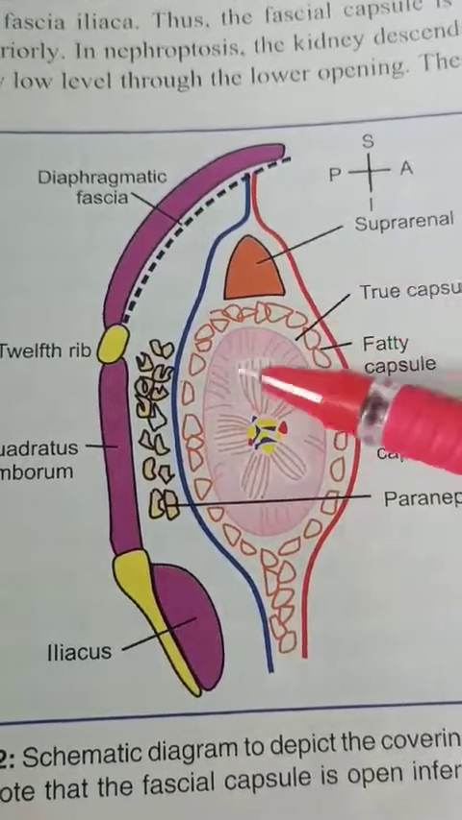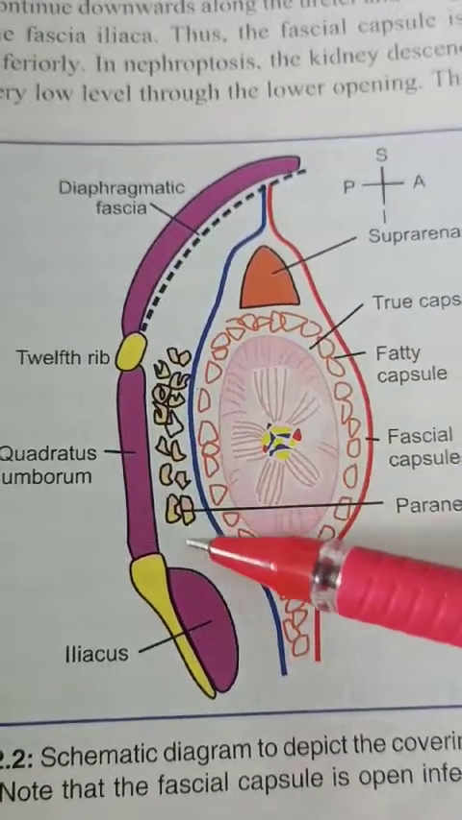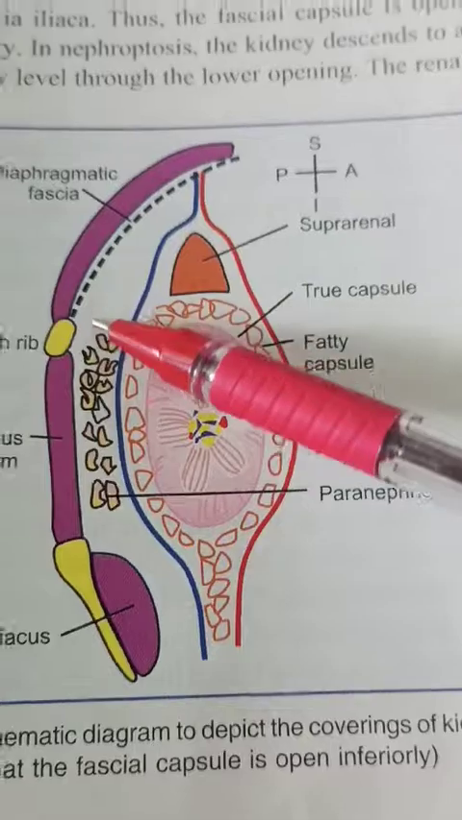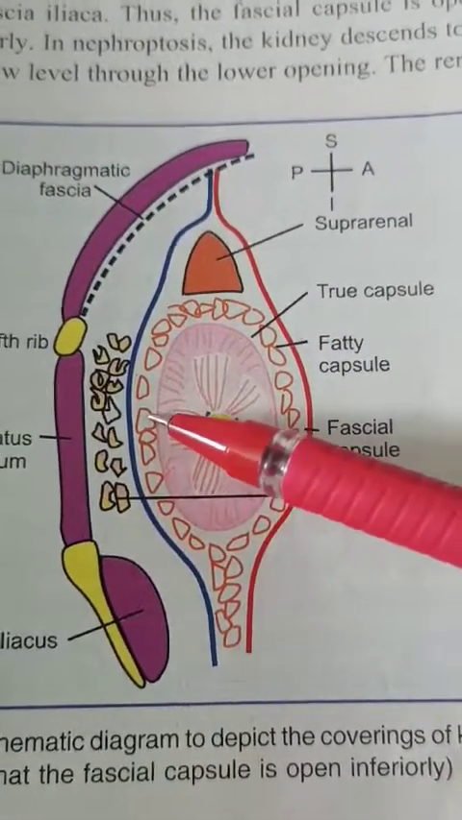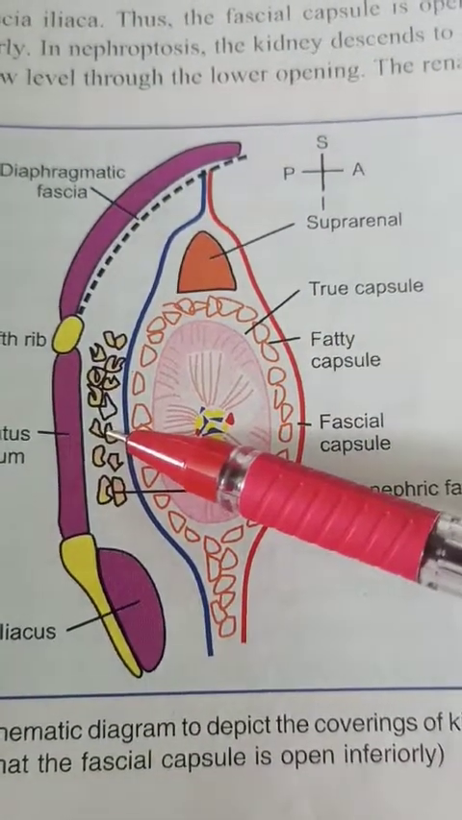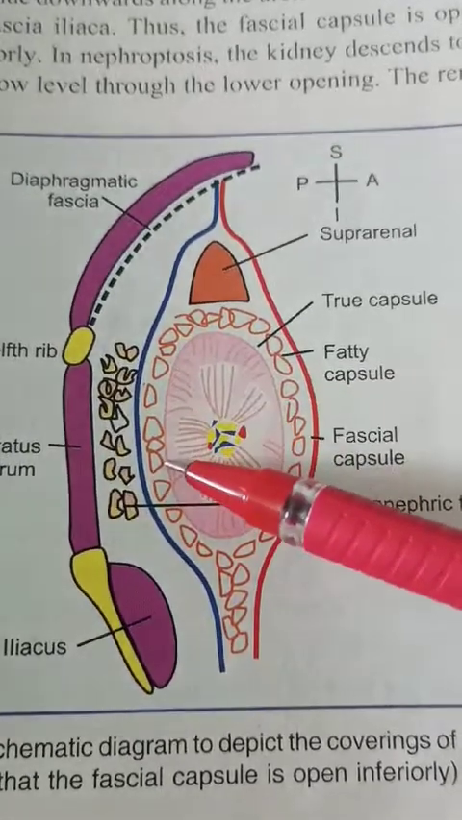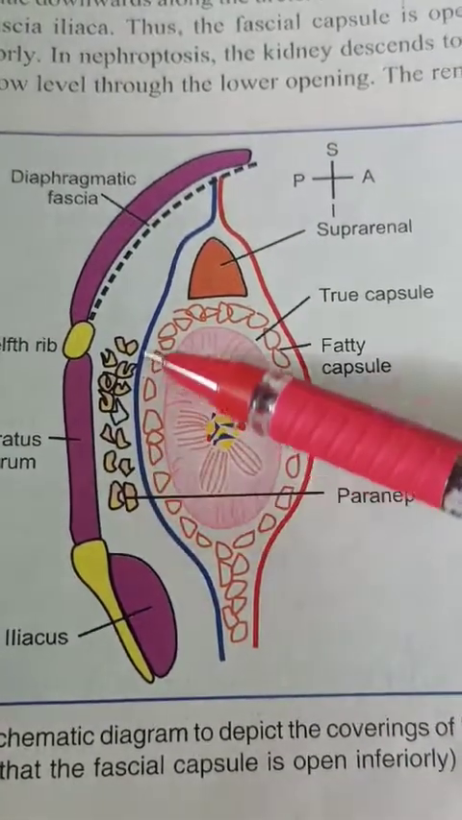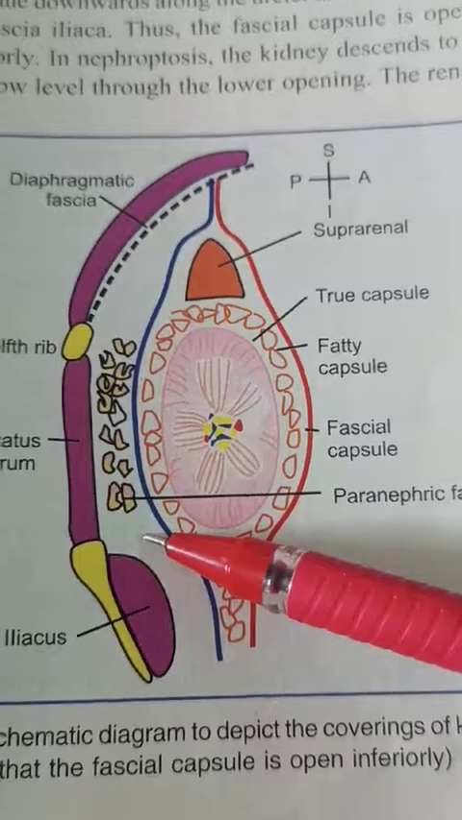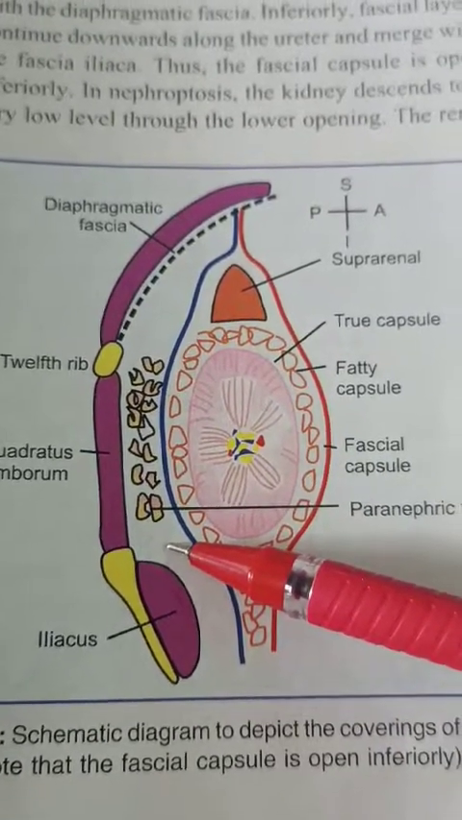Then outer to the renal fascia, again we can see some fatty tissue. This is known as paranephric fat. So perinephric fat and paranephric fat are there. And there is a true capsule and there is a false capsule. This false capsule is the renal fascia. So these are the coverings of the kidney.